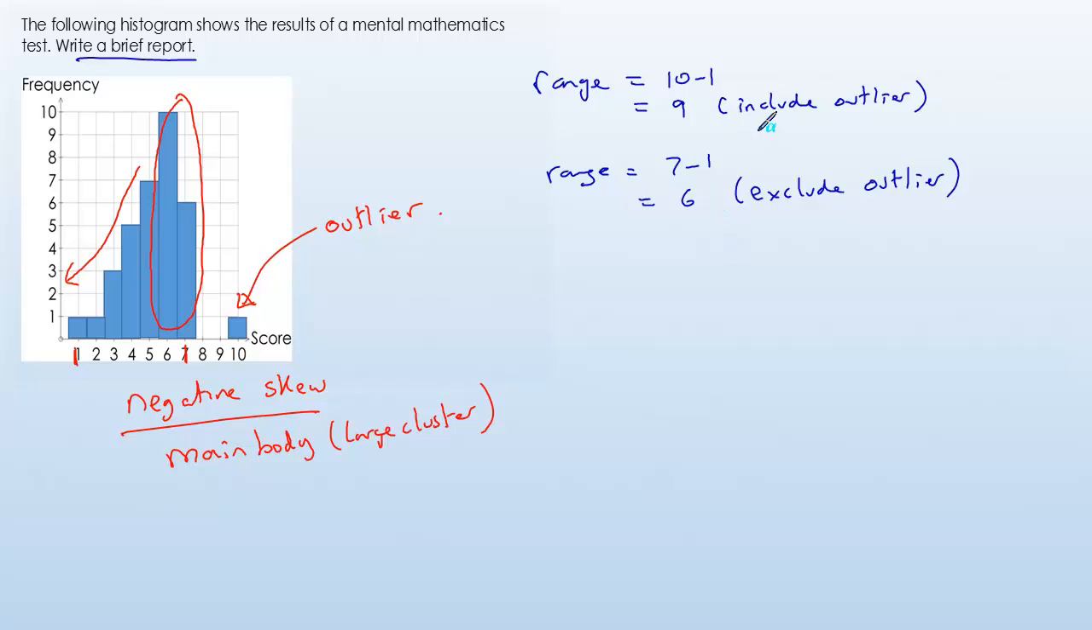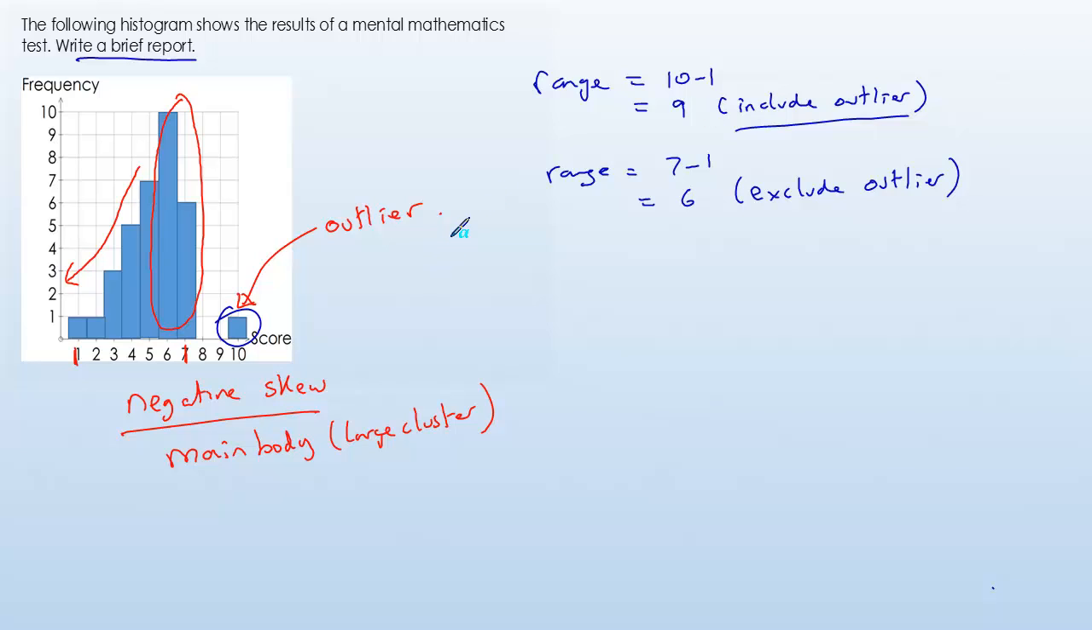Now, you can debate whether you should include the outlier or not, and in this case I'd say you should, because that is an actual mark that somebody got in a test. It's not an anomalous piece of data in the sense that it's actually a real piece of data. So, these things can still be mentioned and discussed.